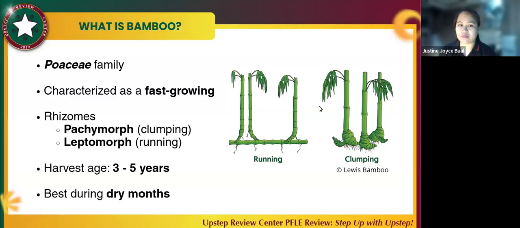The ideal harvest time of these bamboos is typically from 3 to 5 years, when they are still strong enough and flexible enough to be harvested. The timing matters when it comes to harvesting bamboos because the ideal time for them to be harvested is during the dry months, which reduces the risk of pest and decay.